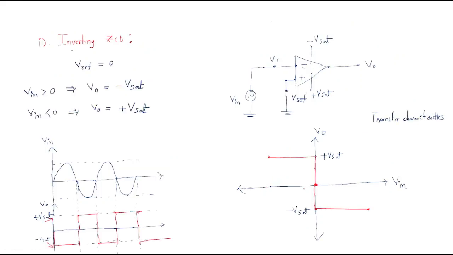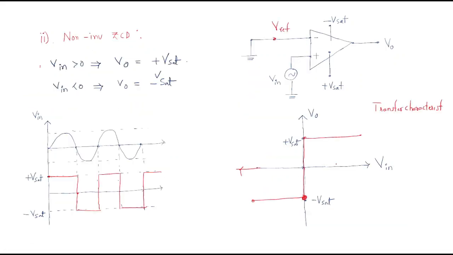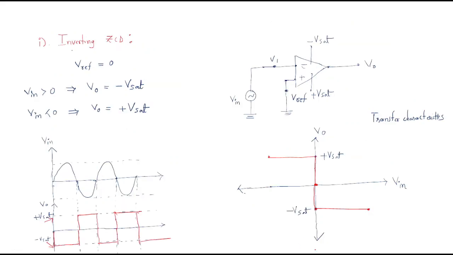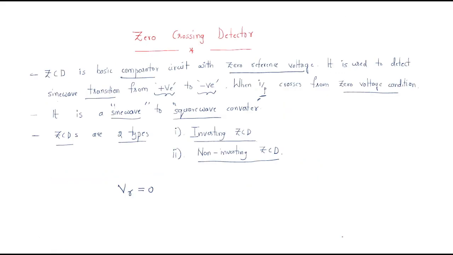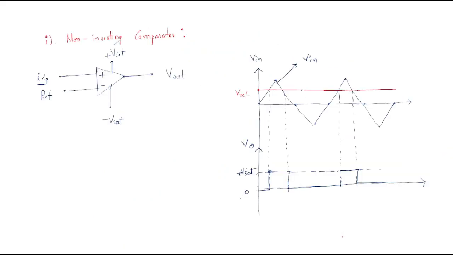So these are the differences between the transfer characteristics. These are the positive side input and the negative side input. This is the positive side output and this is the negative side output. Okay, this is simply about the zero crossing detector. I hope all of you understand the zero crossing detector as well as the comparator circuit. Thank you.